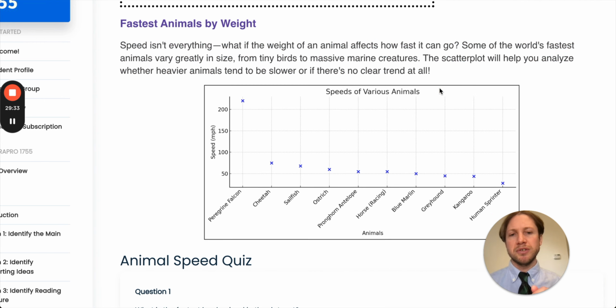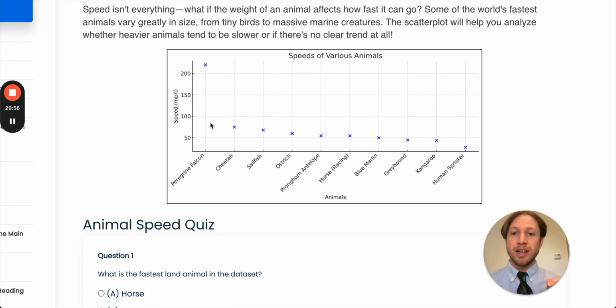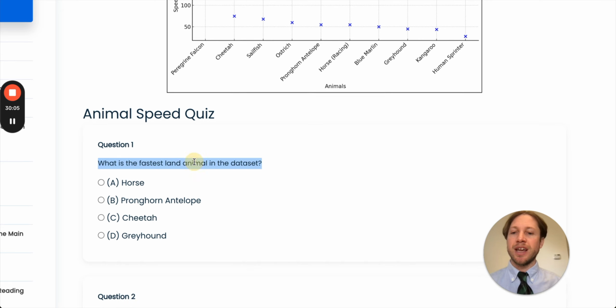Now, what I do notice here, even though the introduction mentioned weight, it's not actually mentioned in the scatter plot. And we added this question like this because one of the things that you'll have to do while taking your ParaPro test is you'll want to be able to eliminate information that is unnecessary. Because in this scatter plot, we have speed and we have animals. We don't actually have weight.